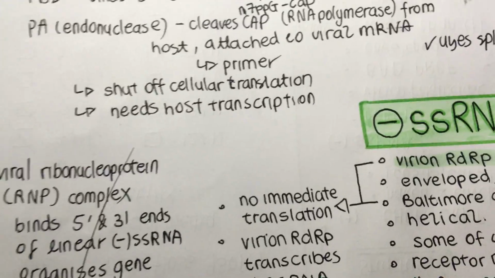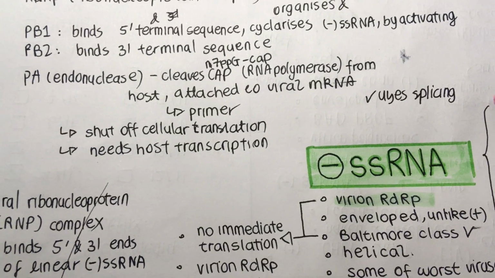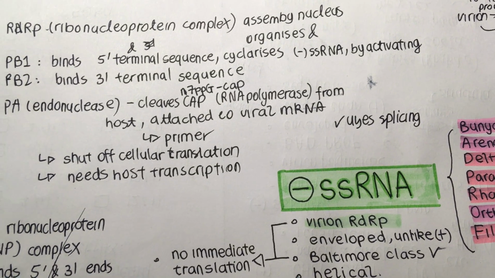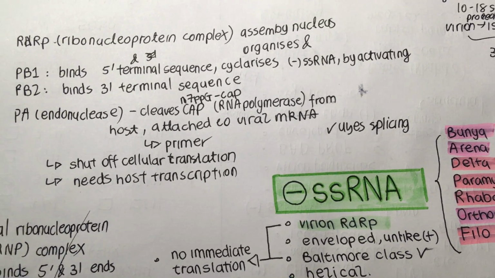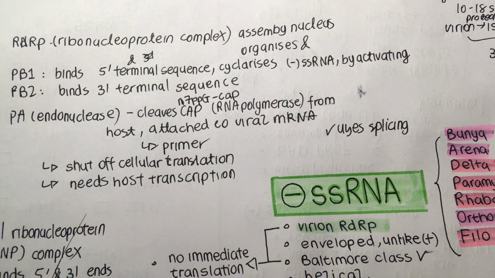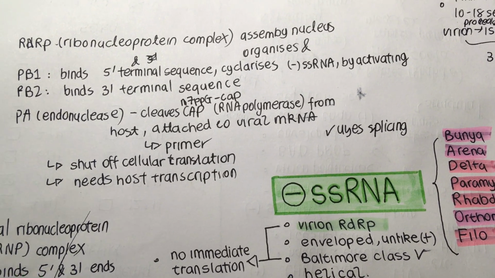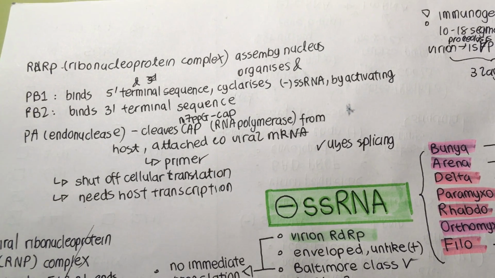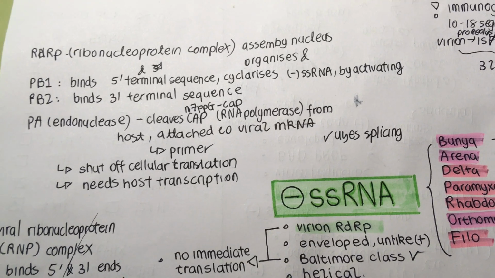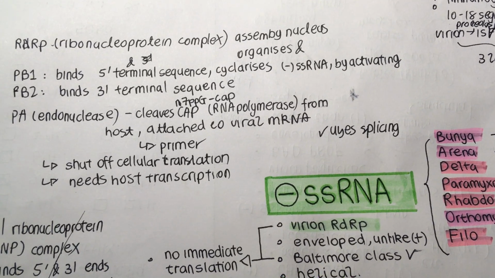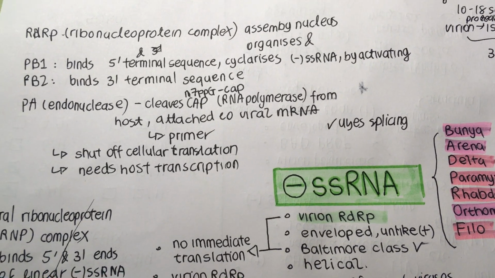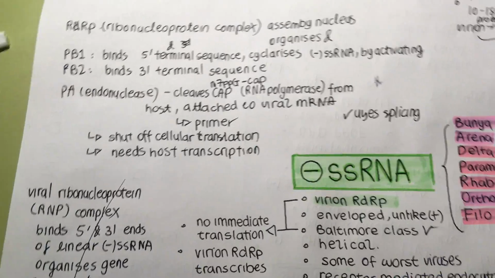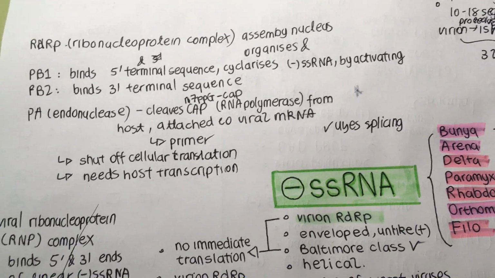So their functions include, PB1 binds this 5' terminal sequence of negative single-stranded RNA, and then by doing this, the PB2 can be activated to bind the 3' end of the negative single-stranded RNA, and then this obviously begins the transcription of positive single-stranded RNA from negative RNA, and then the PA part comes along, which is an endonuclease, and it cleaves the host mRNA from its 5' cap, and then grabs this cap and puts it onto the newly synthesized viral mRNA.